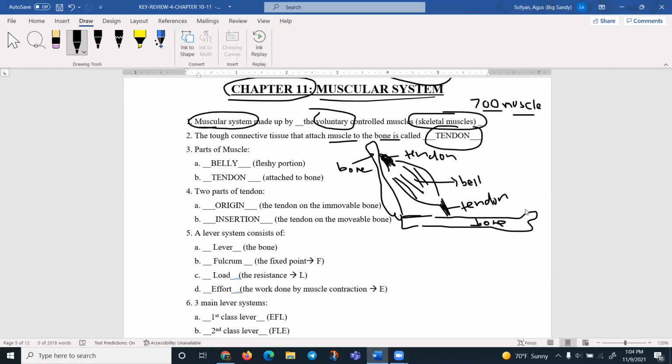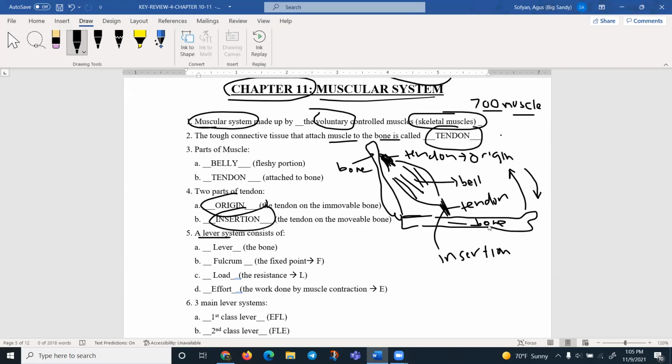Now, let's say this bone is able to move, like the flexion or maybe extension. Then the tendon that attaches to the movable bone is called insertion. And the tendon that attaches to the immovable bone, this one over here, is called the origin. Okay, so origin, insertion.